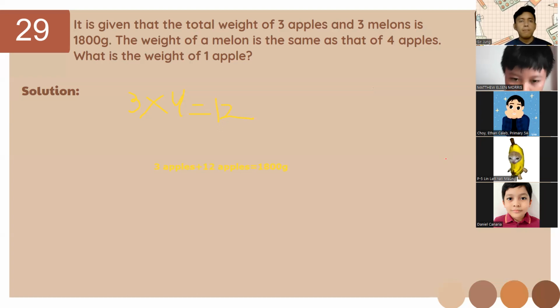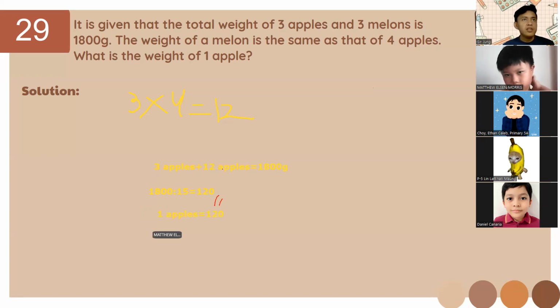So we divide 1,800 grams by 15 because there are 15 apples. We divided it and it becomes 120. Yes. So the weight of one apple is 120. Yes, that's correct.